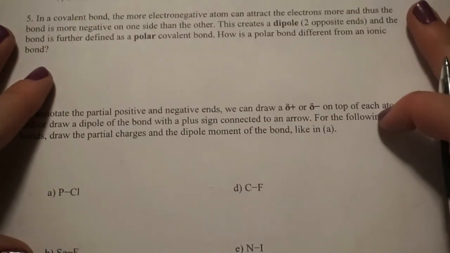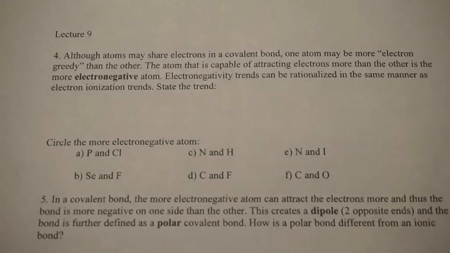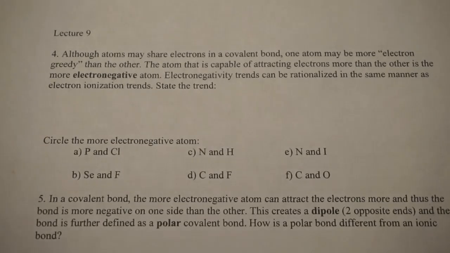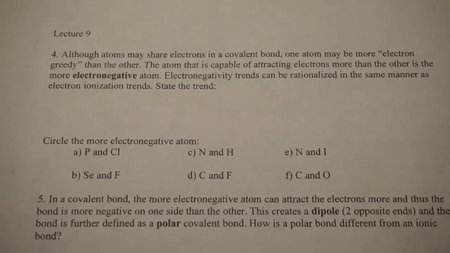On the other side, we have question 4. Although atoms may share electrons in a covalent bond, one atom may be more electron greedy than the other. The atom that is capable of attracting electrons more than the other is the more electronegative atom. Electronegativity trends can be rationalized in the same manner as electron ionization trends. State the trend.